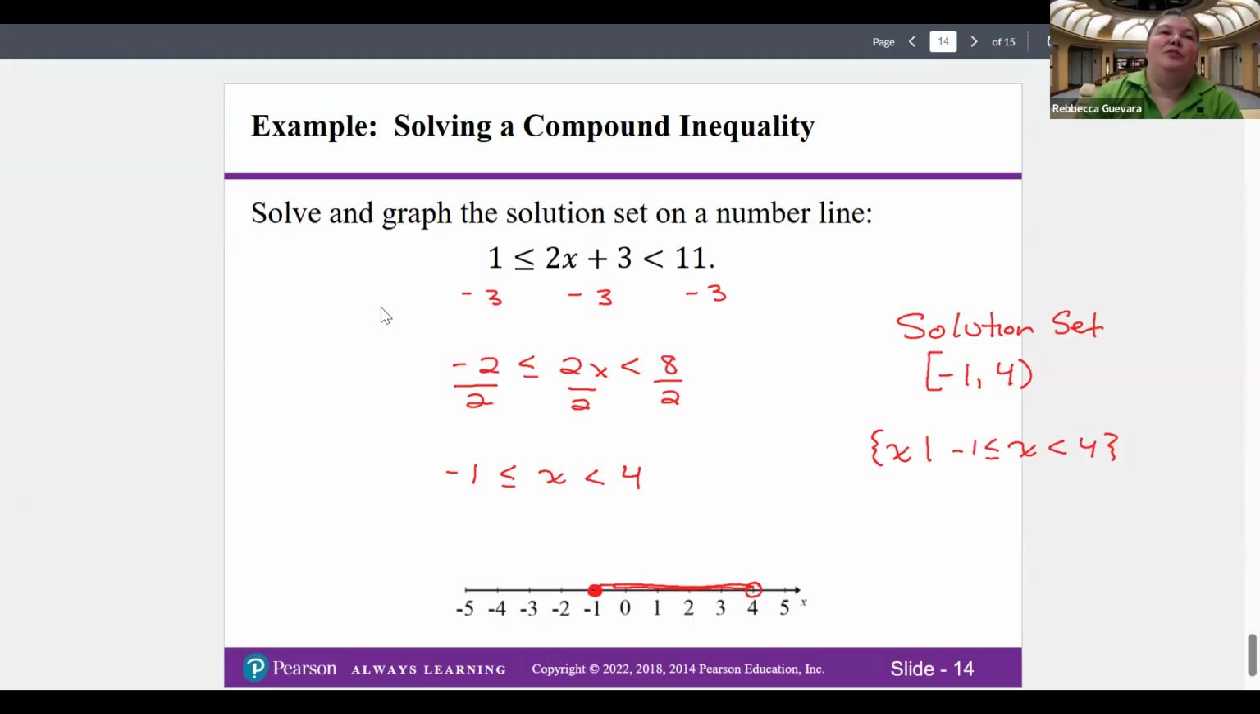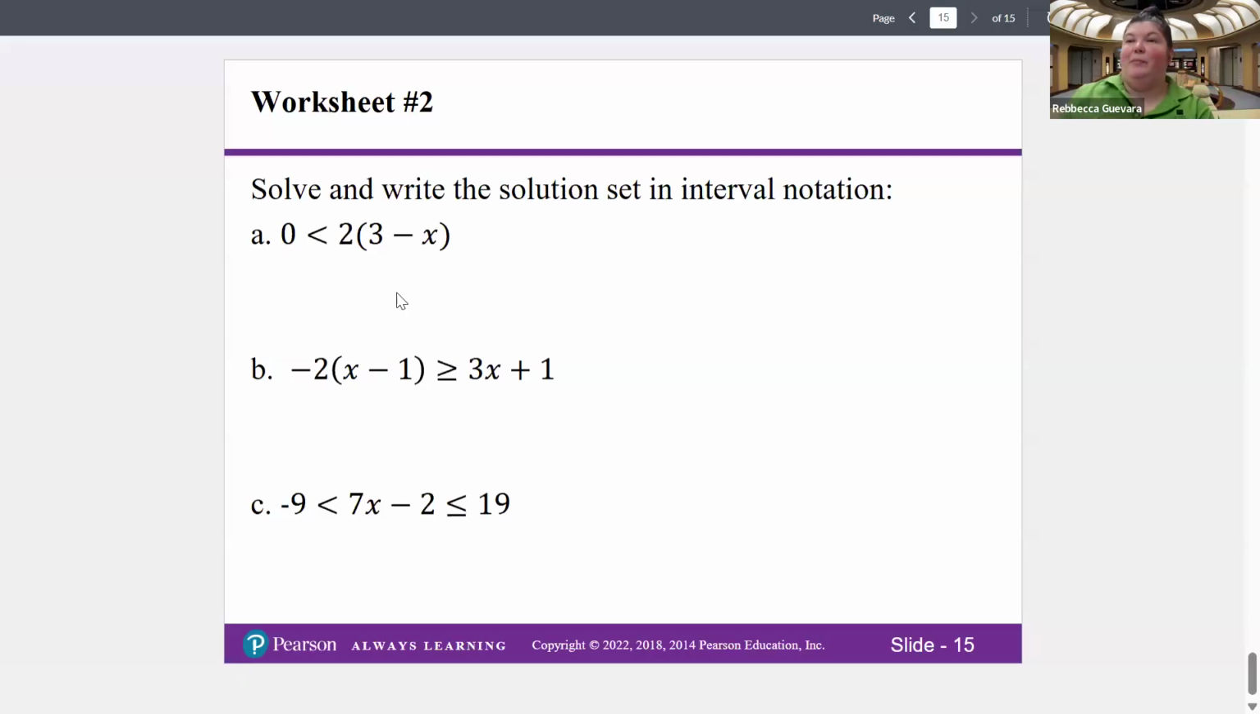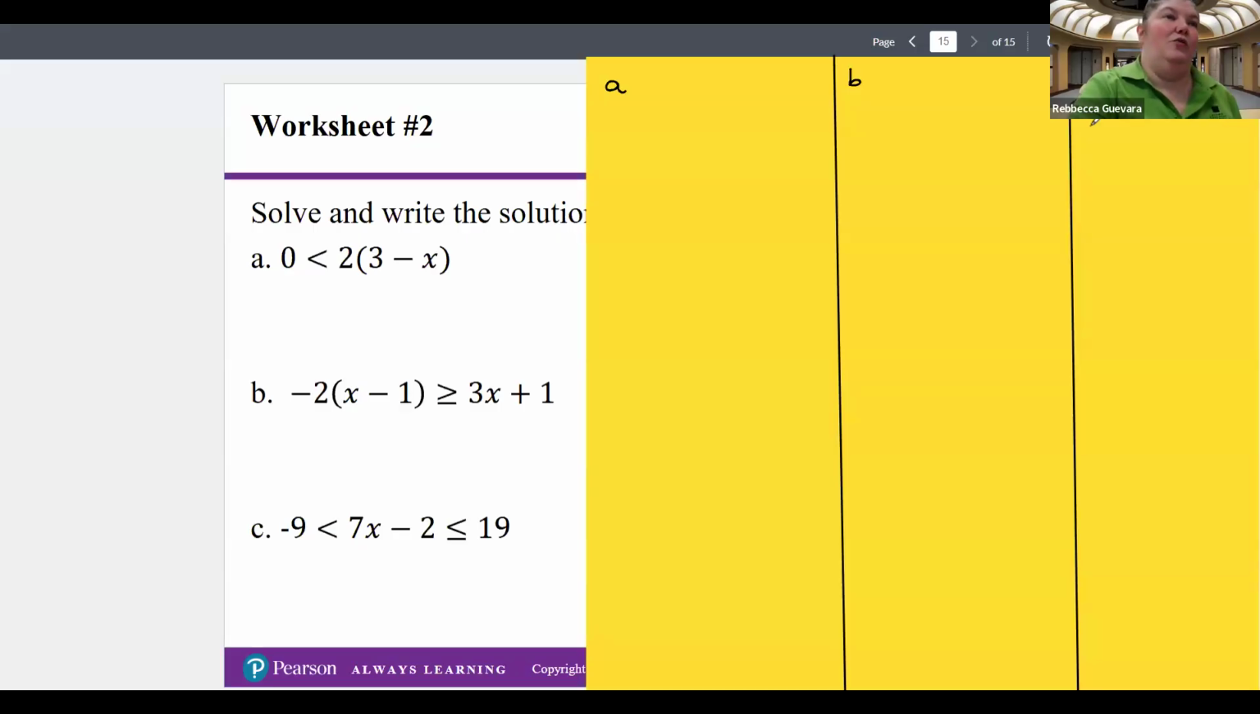Okay, so these are just a couple for you to practice with. Remember, we only switch the sign if we're dividing or multiplying by a negative. If we're not, then we just treat this like we're just trying to solve for x and just do it exactly the same way. Okay, so hopefully you took some time to try this.